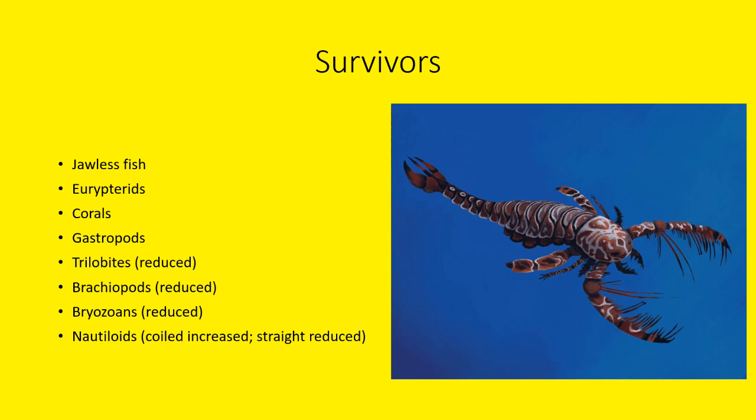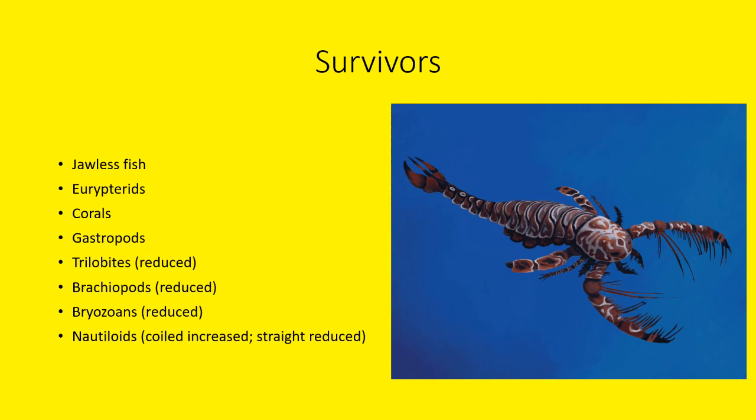As for the animals that were very affected by it, trilobites, their populations decreased. Of course, brachiopods also decreased in population. And also the bryozoans were greatly reduced. And even the straight cone nautiloids were affected too. The straight cone nautiloids did not get to the big sizes that they actually had in the Ordovician and the Silurian, so they were shrunken down. But the coil nautiloids, their population increased.